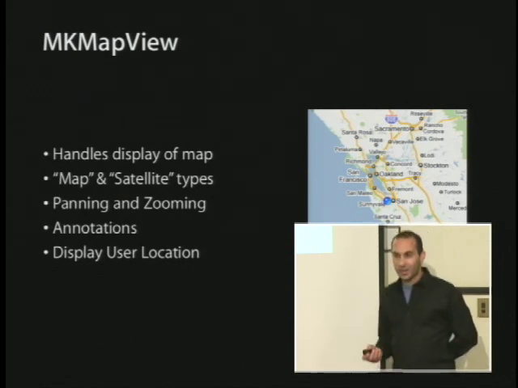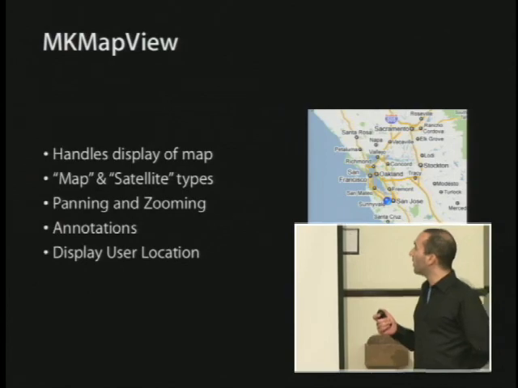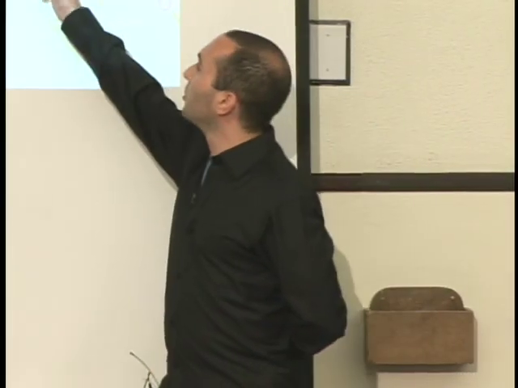It has support for annotations. Again, those are the pins that you want to drop. And it allows you to display user locations. So in this little diagram here, we've got the blue dot. That's automatically generated for us because we told the MapView to show the user location. So here are some of the properties on it.